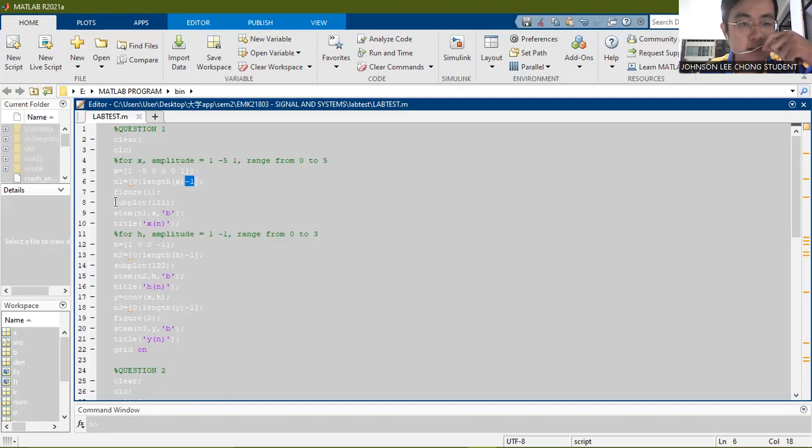And so this is the subplot of my X, and I put the stem here for the N1 dot with X, because we use discrete time signal, so we use stem. So and I put the title XN.